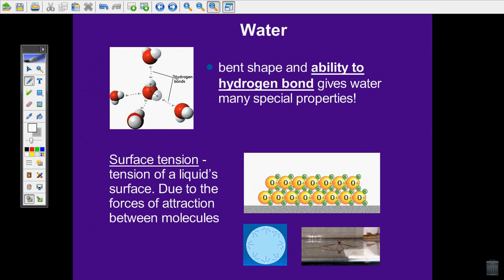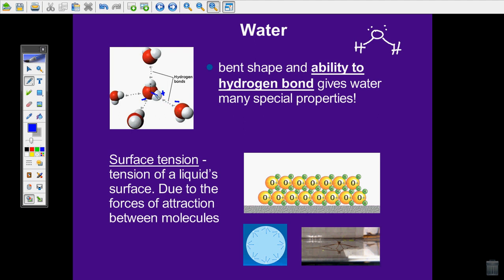Okay, water. Water's bent shape, remember, is because of the lone pairs, and its ability to hydrogen bond gives it many special properties. So here, you've got your water molecules and you have a partial positive, remember, on the hydrogen and a partial negative on the oxygen, so it lines itself up to where the negative on this molecule is attracted to the positive charge on this molecule. That is a hydrogen bond, okay?